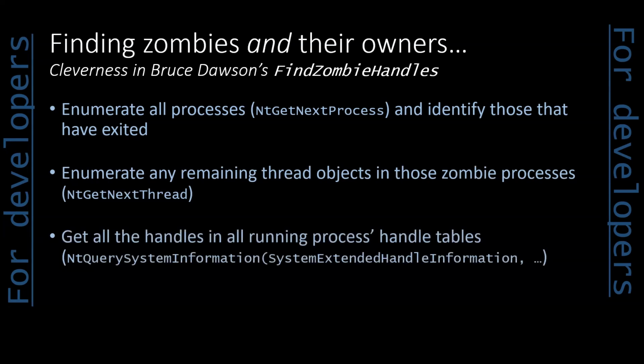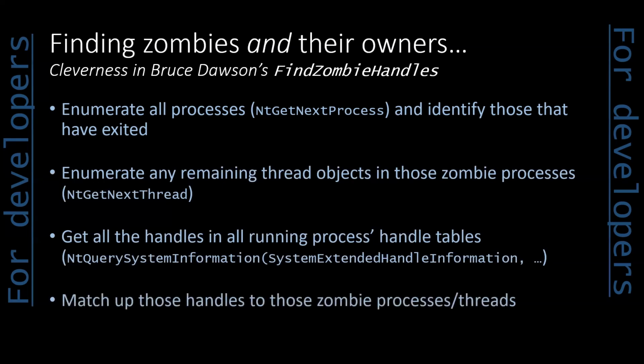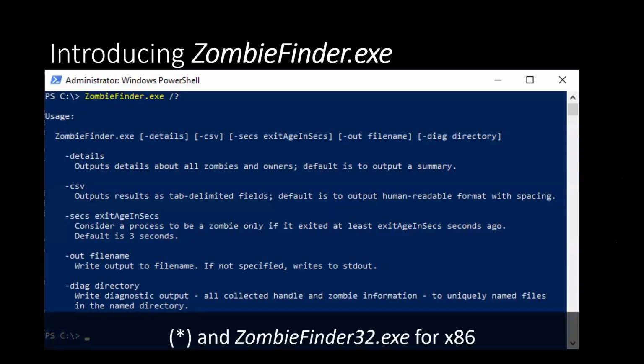It then gets, using another undocumented API, all the handles in all the user mode processes' handle tables. That's a really clever thing to do. And then matches up those handles to the zombie processes and threads. Find Zombie Handles is written in C# and also open sourced. So ZombieFinder was directly influenced and inspired by Find Zombie Handles, but it makes a few improvements.